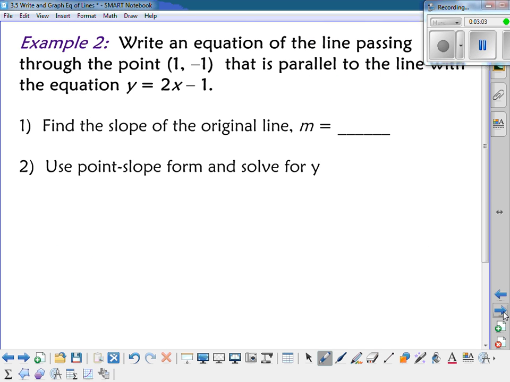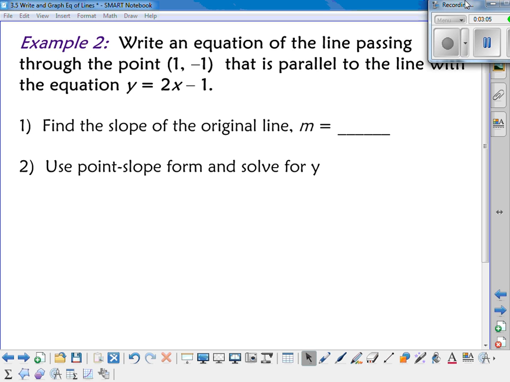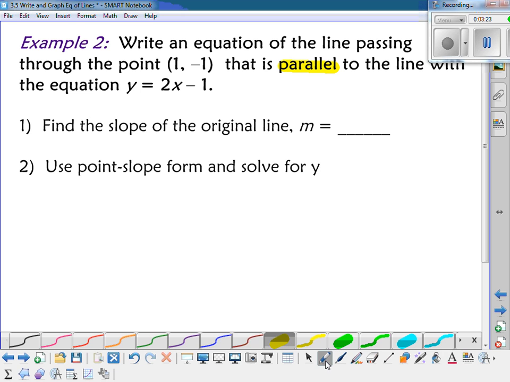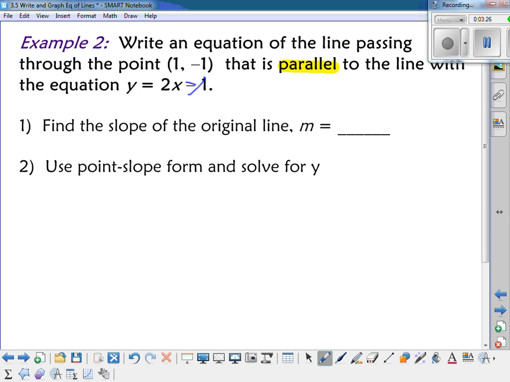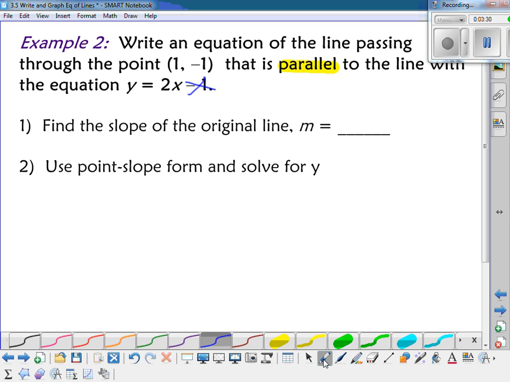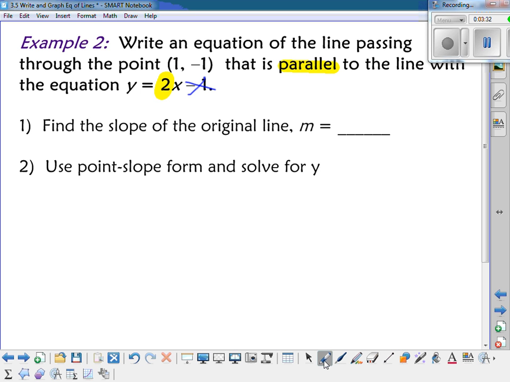If you want to write an equation of a line that goes through a point and is parallel to another line, what you have to remember is that parallel lines have the same slope. Parallel lines have the same slope. So we don't care about this negative 1. That doesn't tell us anything. What we really need is to know the original slope. So the slope of the original line was 2. So m is going to equal 2.